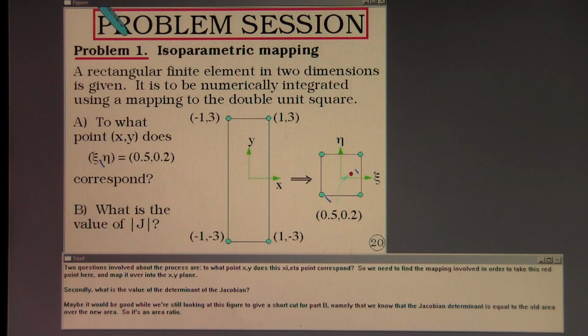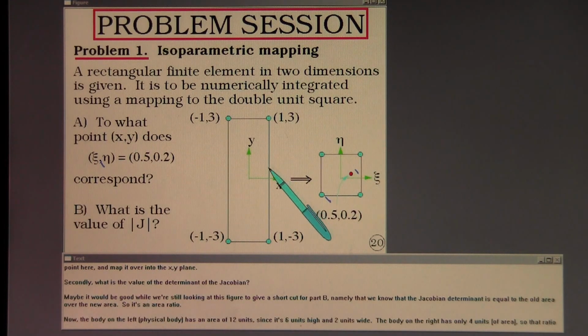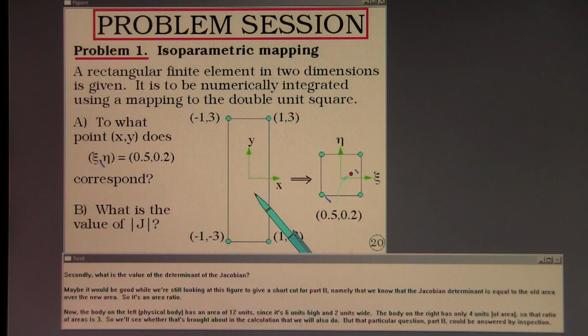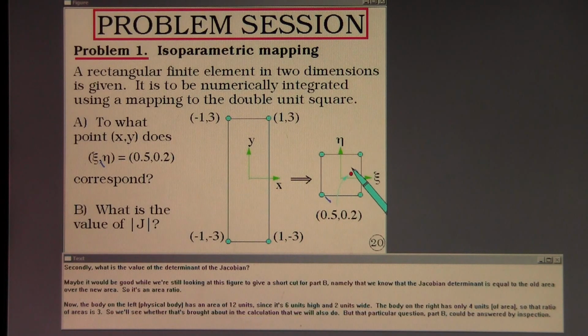Maybe it would be good, while we're still looking at this figure, to give a shortcut for part B, namely that we know that the Jacobian determinant is equal to the old area over the new area, so it's an area ratio. Now, the body on the left, the physical body, has an area of 12 units, since it's 6 units high and 2 units wide. The body on the right has only 4 units, so that ratio of areas is 3. So we'll see whether that's brought about in the calculation that we will also do. But that particular question, part B, could be answered by inspection.